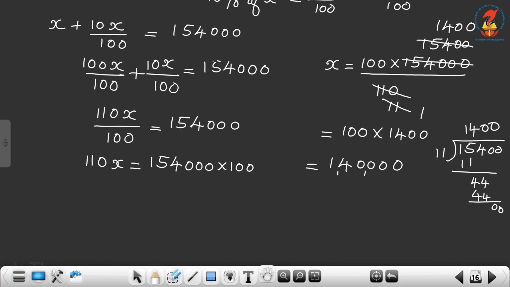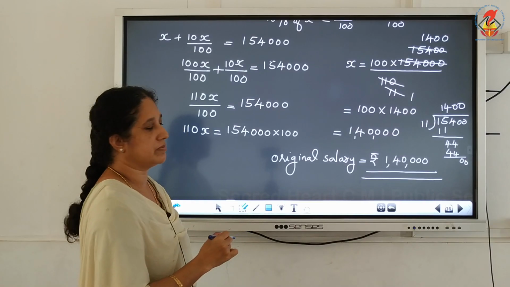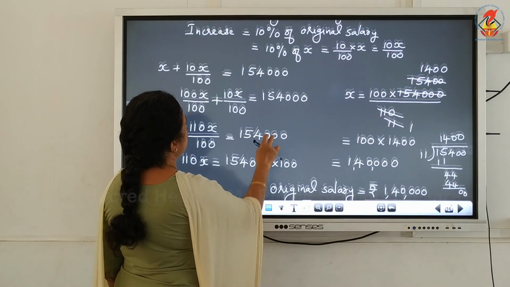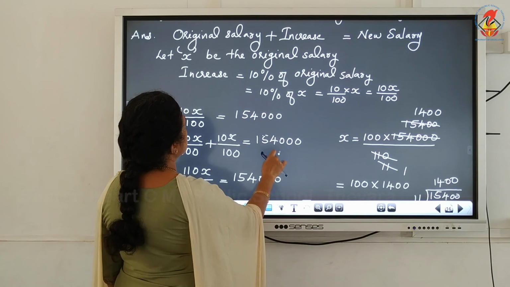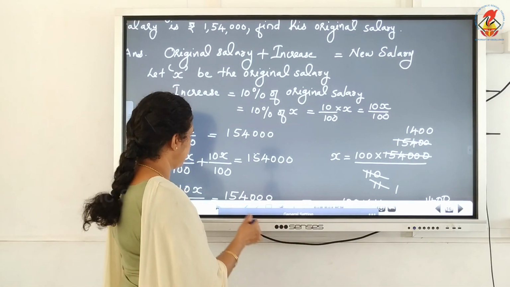So the original salary is equal to rupees 1,40,000. Original salary equal to rupees 1,40,000. So how can you find the original salary? We can say that original salary plus increase in salary is equal to the new salary.